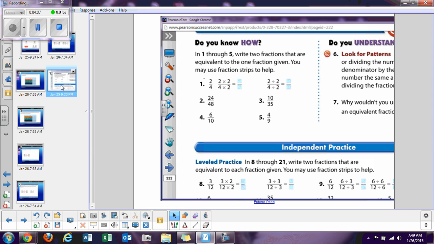Finally, question number 5. Right off the bat, I see something interesting. There are not any numbers that I can divide the numerator and denominator by that will come out evenly. So I'll simply start off again by multiplying by 2, and I get 8 over 18. So I found my first equivalent fraction, but now for my second one, I can't divide. So I'm going to have to choose another number to multiply. I'm just going to take the next one and multiply both by 3, and I get 12 over 27. So my equivalent fractions are 8 over 18 and 12 over 27. And that's how we find equivalent fractions.